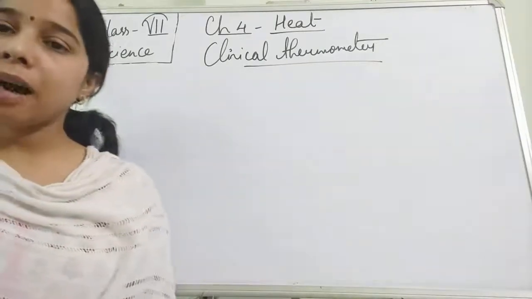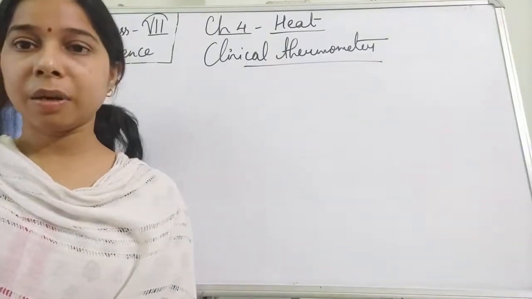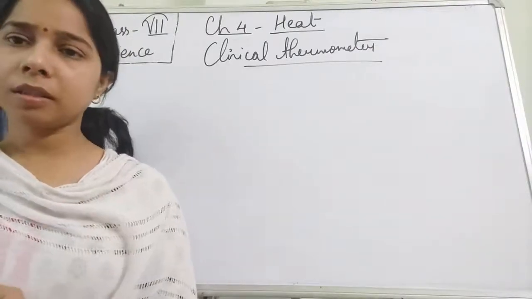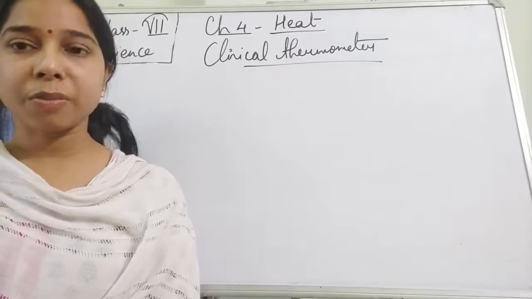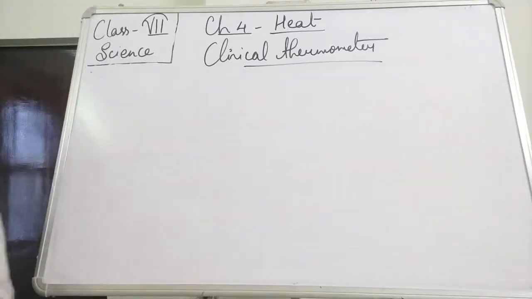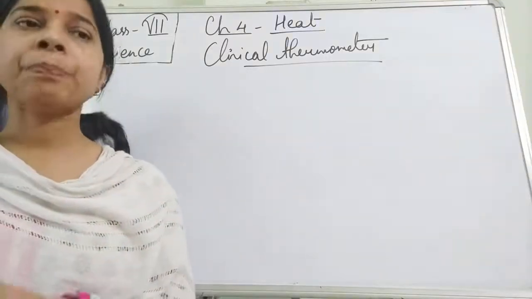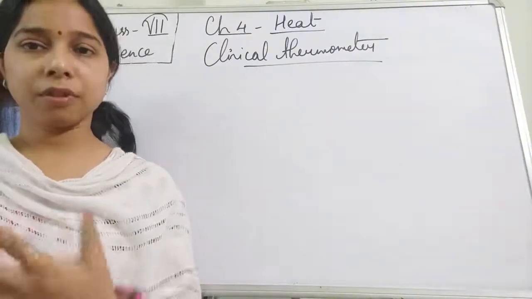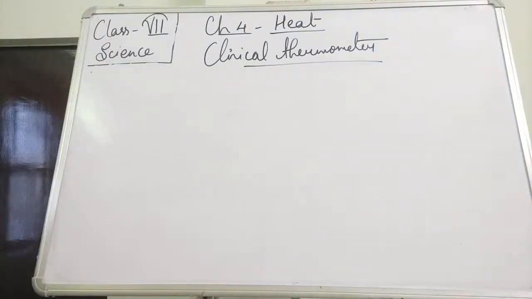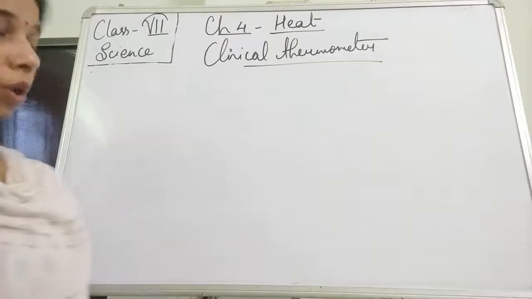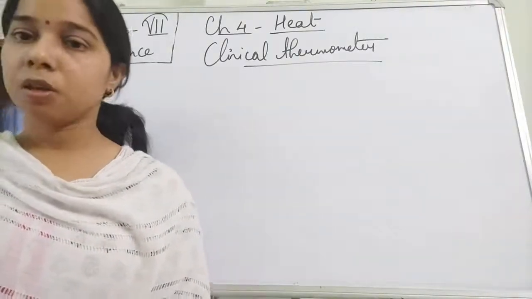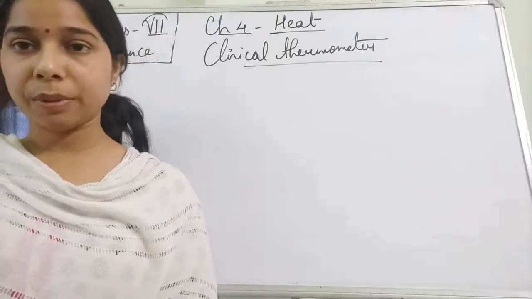Let us see how, with the help of the clinical thermometer, we are able to measure the temperature of a person. What are the steps we should follow, students? The first step is to wash the thermometer properly. If you are not able to wash it with soap, at least wash it with an antiseptic solution, and if that is not available, you can use clean water. So first of all, we will wash the thermometer.